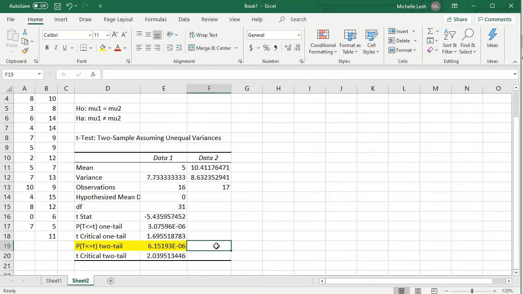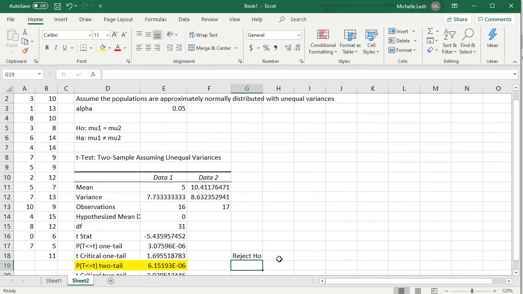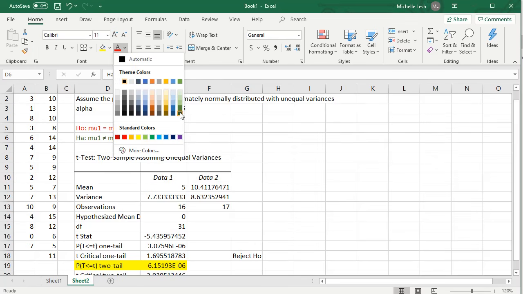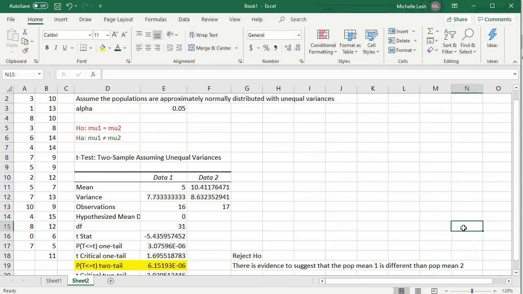So our decision, when you have a really small p-value like that that's less than alpha, is to reject H0. Since you've rejected the null hypothesis, there must be evidence for the alternative. So there is evidence to suggest that population mean 1 is different than population mean 2. Okay? And that's all there is to it.